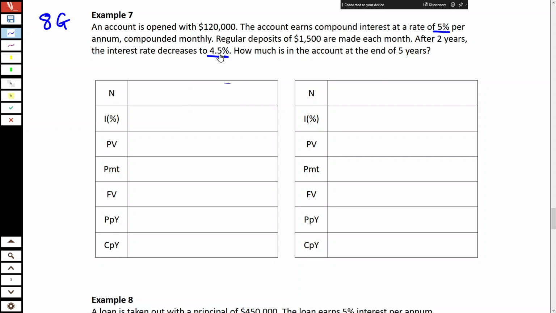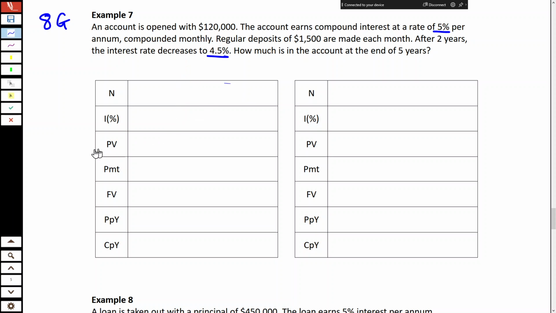Now, when you sit the SAC or the exam at the end of the year, I'm not going to tell you that you need to do two things. You have to recognize that. Okay? So, what should we put into the first part?